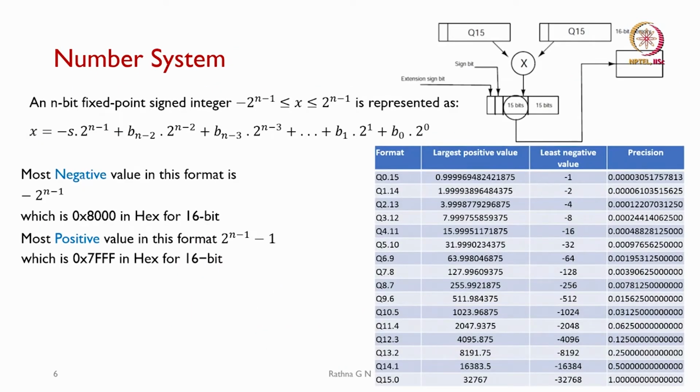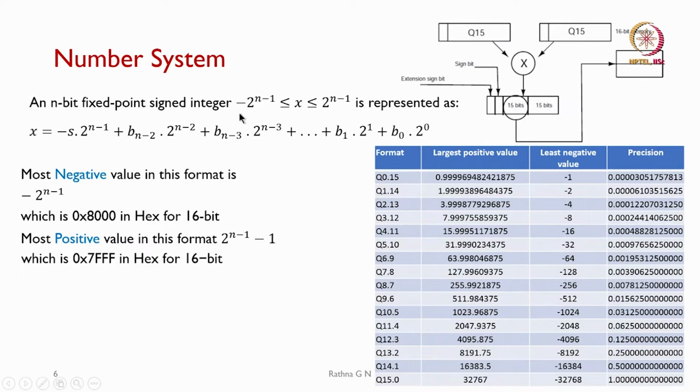So, the next one was our number system, which we discussed, that is, we said that we can represent floating point and then fixed point number systems. All of you know about the floating point, so I will just put up one slide with respect to that. So, what was the fixed point signed integer representation?